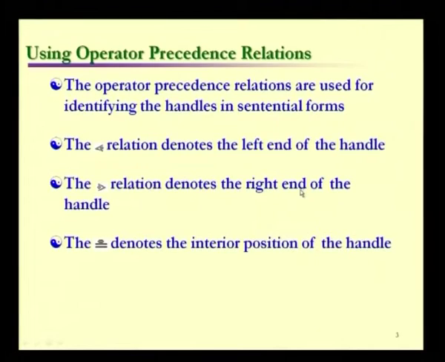So, when defining the relationship, the precedence relation among terminals which are continuously available is the equal symbol, saying that we are yet to find the rightmost end of the handle, so that we can carry out the reduction operation. These three are the relations denoting the left end of the handle, the right end of the handle, and the interior position of the handle.